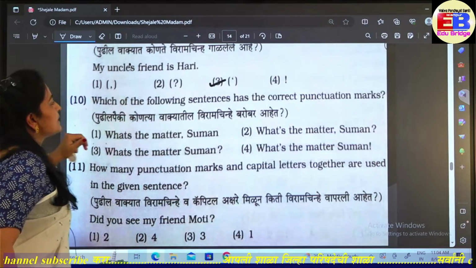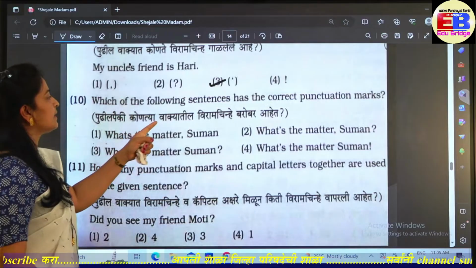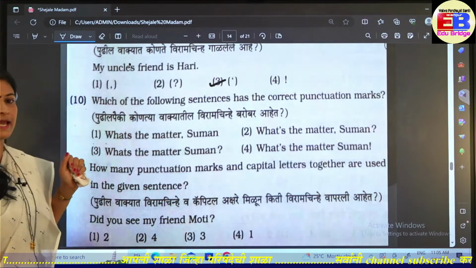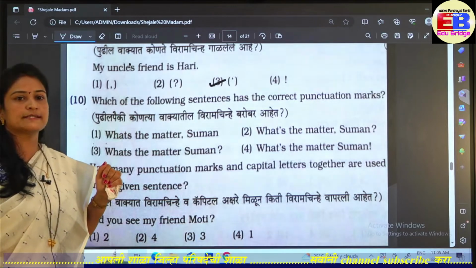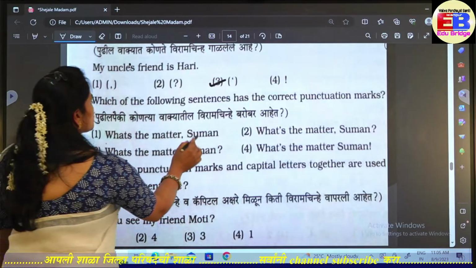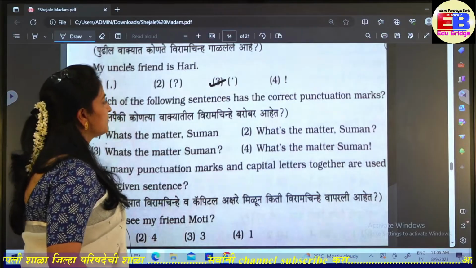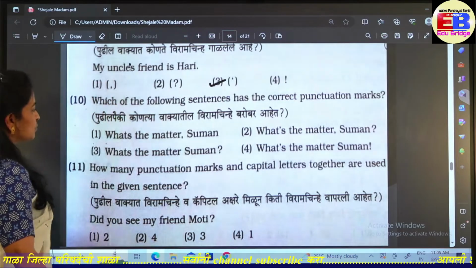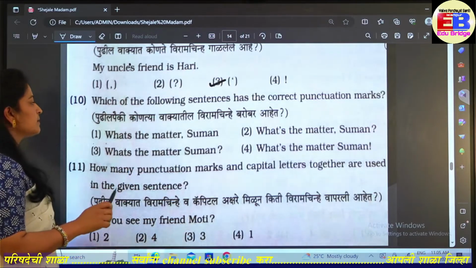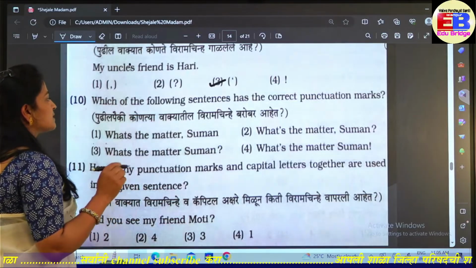Which of the following sentences has the correct punctuation marks? पुढील पैकी कोणत्या वाक्यातील विरामचिन्हे बरोबर आहेत? ऑलरेडी इथं पंक्च्युएशन मार्क्स दिलेले आहेत and we have to choose which one is the correct. So let us go through the options. What's the matter, Suman? Second one is what's the matter, Suman? The same sentence has been given, but some punctuation marks are given in different places. So which is the correct one?